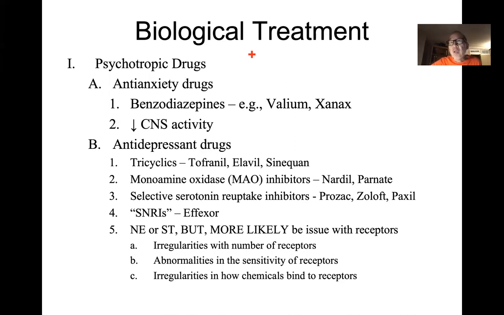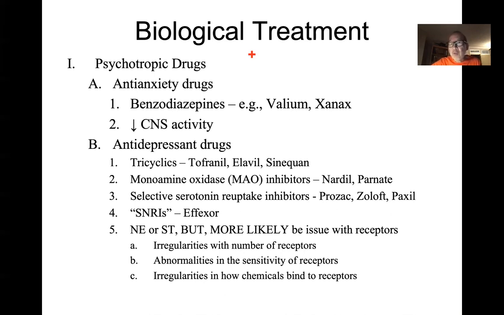The first are anxiety medications or anti-anxiety medications. Yeah, the biggest classification, the most common one, are the benzodiazepines. They include things such as Valium and Xanax. Yeah, probably among the most common psychiatric medications that are prescribed. Alrighty, and benzodiazepines essentially work by decreasing central nervous system activity. Alrighty. The other category are antidepressant drugs.